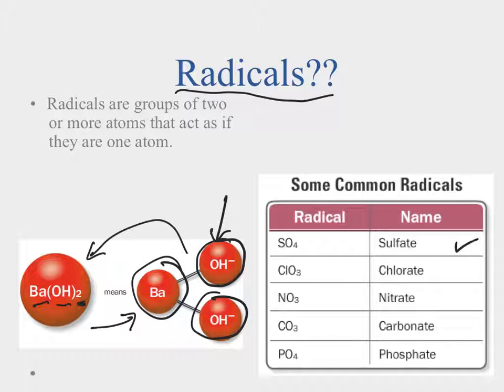Some other common ones you can see over here: sulfate, the SO4; chlorate, chlorine and 3 oxygens; nitrate, a nitrogen and 3 oxygens; carbonate, a carbon and 3 oxygens; and finally phosphate, which is a phosphorus and 4 oxygens. When you see these written in an equation, they'll generally behave as a group and stick together.